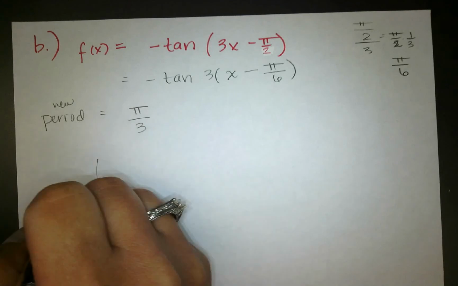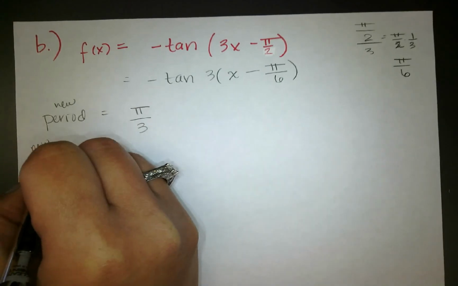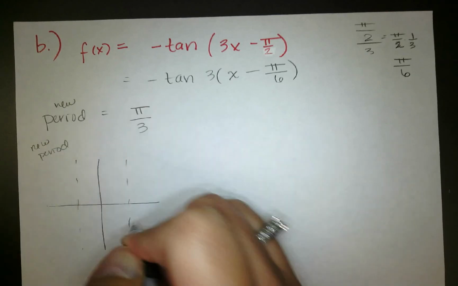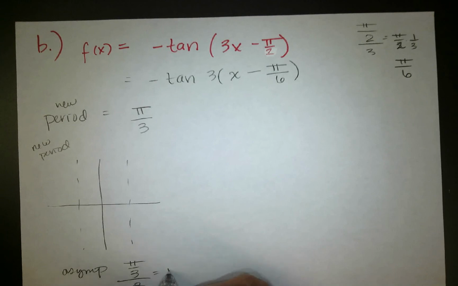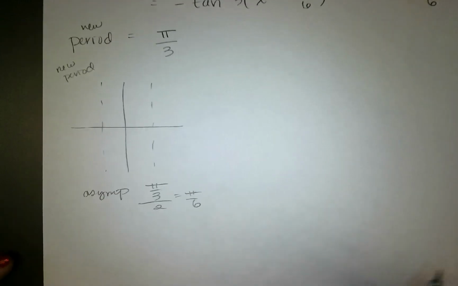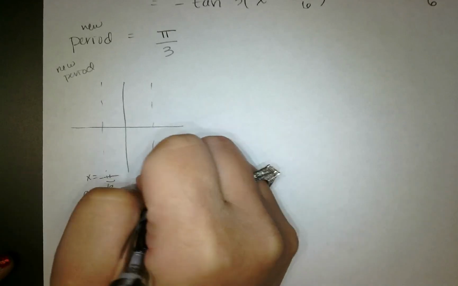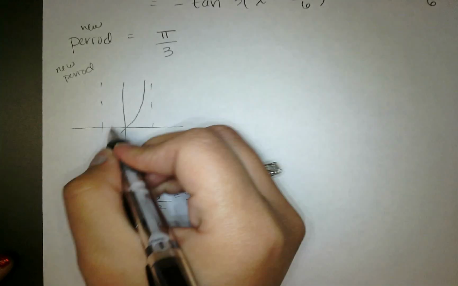So I'm going to do my graph with my new period and my asymptotes. So period over 2 for the asymptotes is pi over 3 divided by 2, which is pi over 6. Just like the last example. So x equals negative pi over 6 and positive pi over 6. And then you graph your tangent graph.